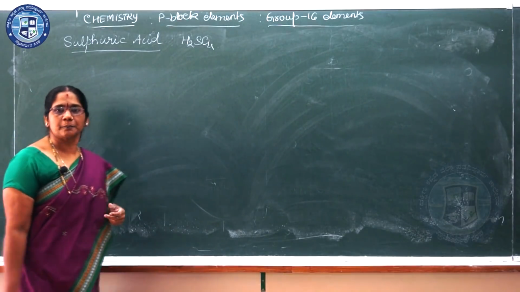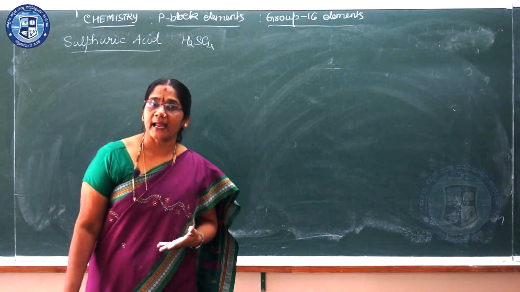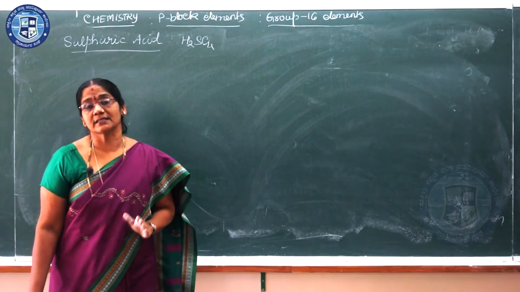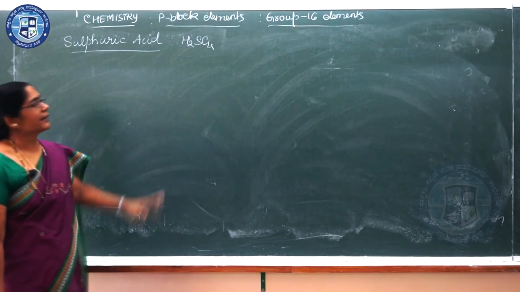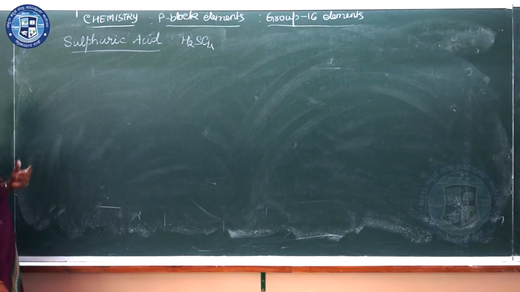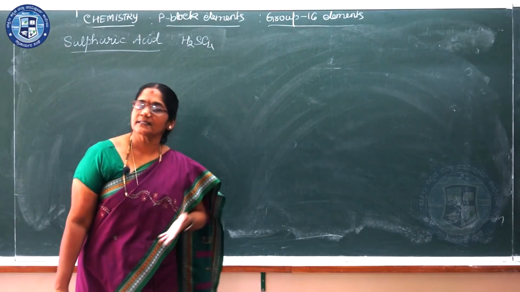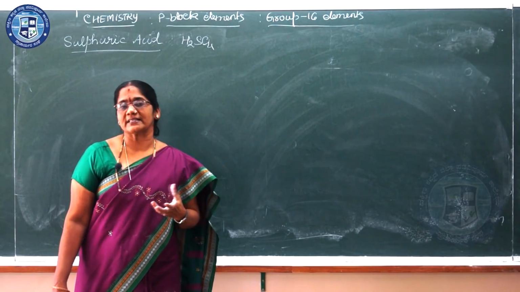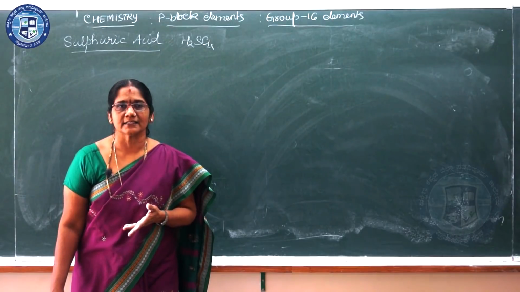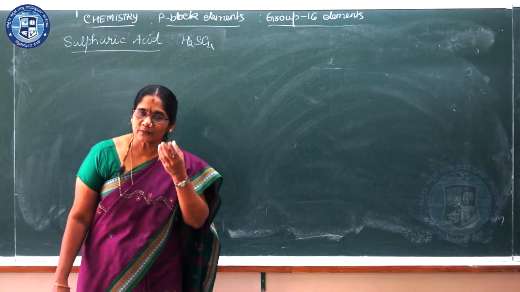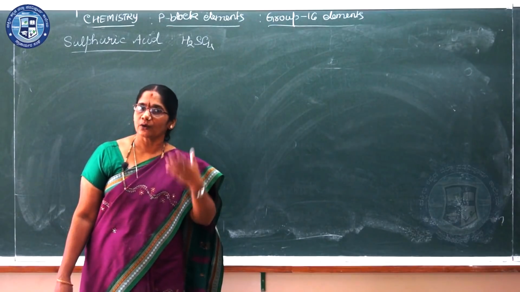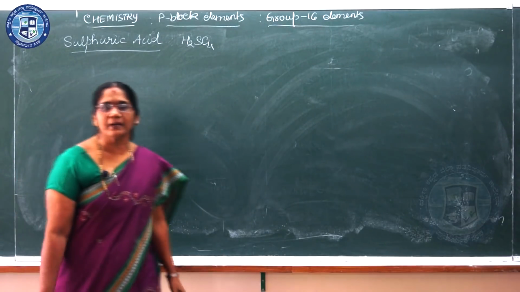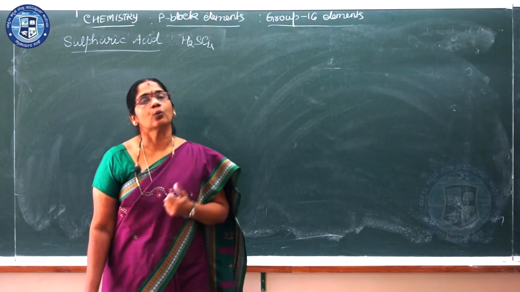Sulfuric acid is prepared on the large scale by a method called the contact process, using sulfur. Then coming to the properties, you have already seen sulfuric acid in the laboratory. It is a colorless liquid, but it is more viscous than hydrochloric acid and nitric acid due to hydrogen bonding. It is an oily or viscous liquid. And a very important thing you have to remember is its action with water.